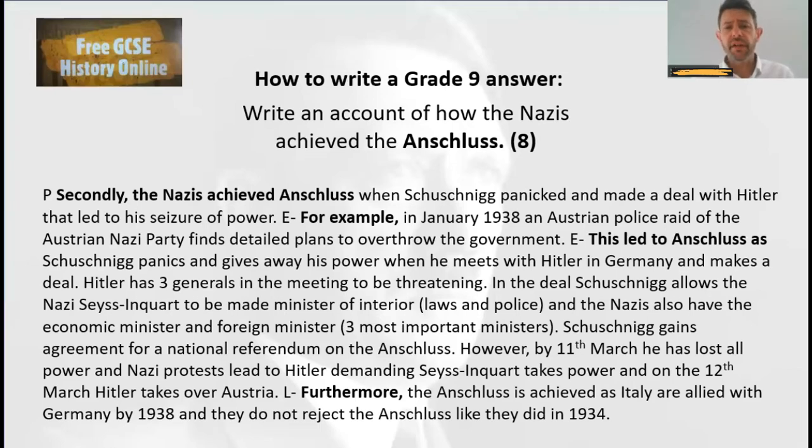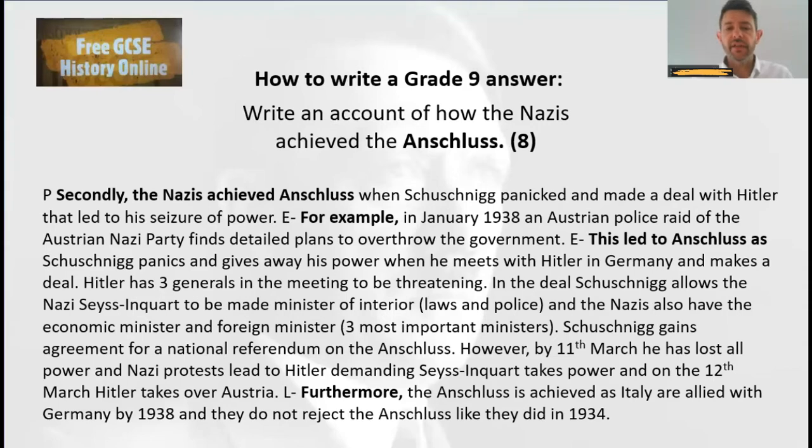So for example, in January 1938, Austrian police raid the Austrian Nazi party and find detailed plans to overthrow the government. This led to Anschluss as Schuschnigg panics and gives away his power, and he meets Hitler in Germany and makes a deal. Hitler has 3 generals in the meeting to be threatening. In the deal, Schuschnigg allows the Nazi Seyss-Inquart to be made Minister of the Interior, and the Nazis also have the Economic Minister and Foreign Minister.